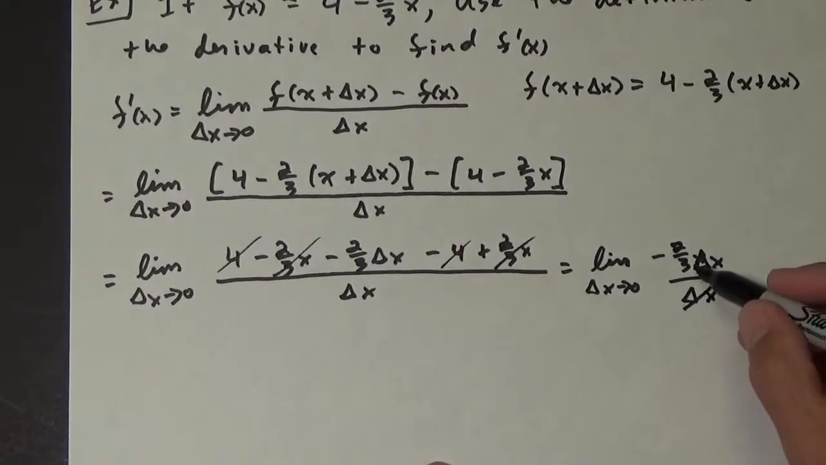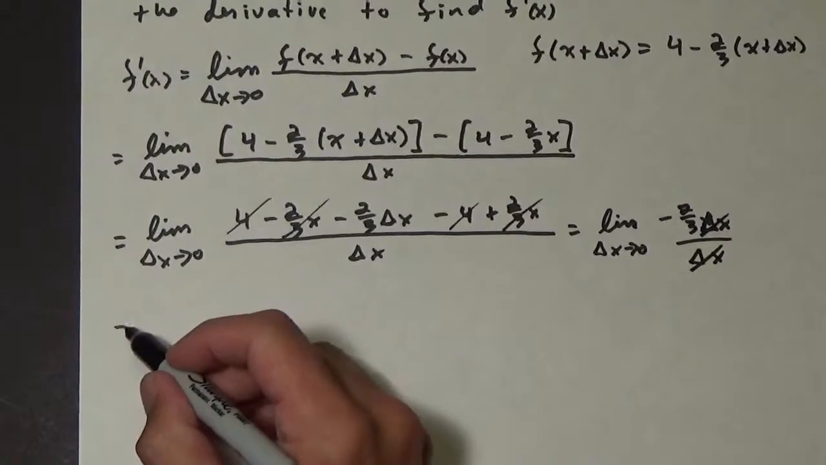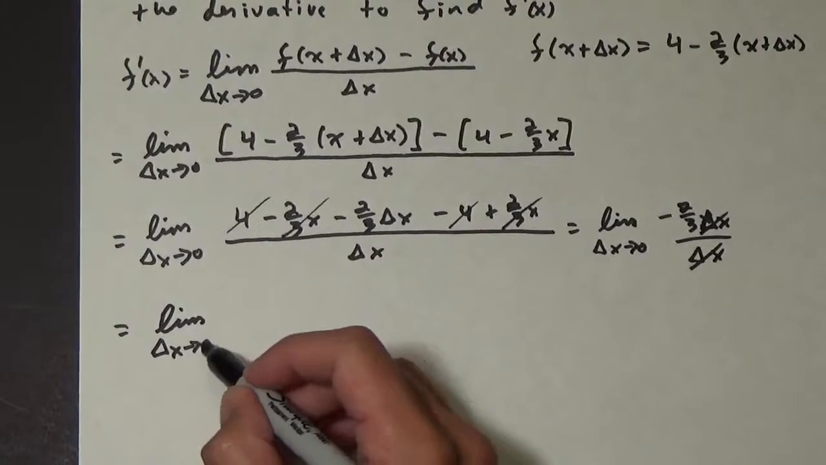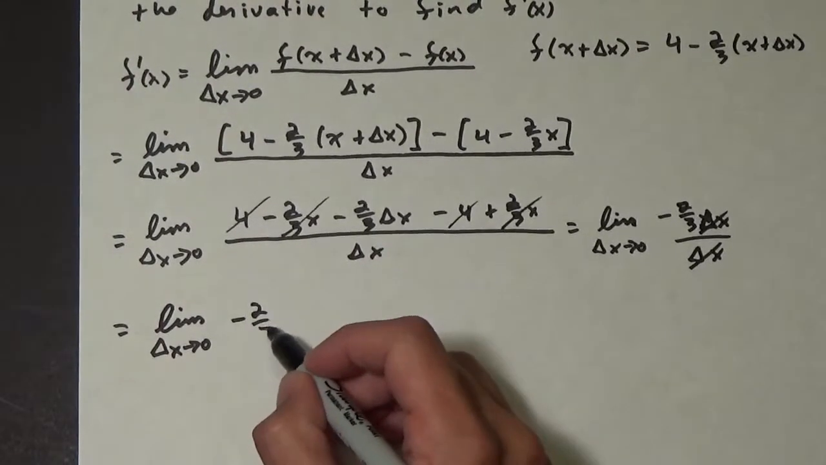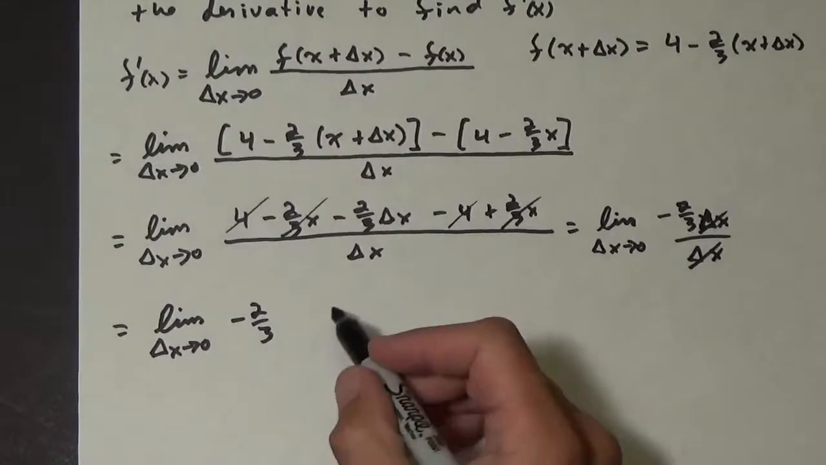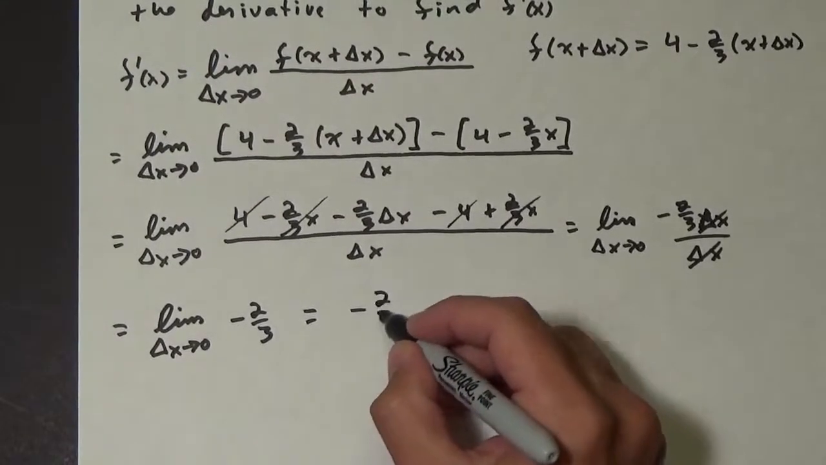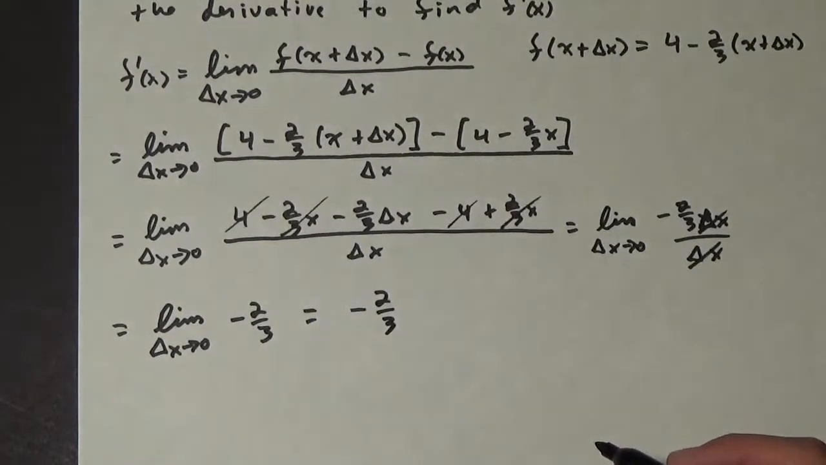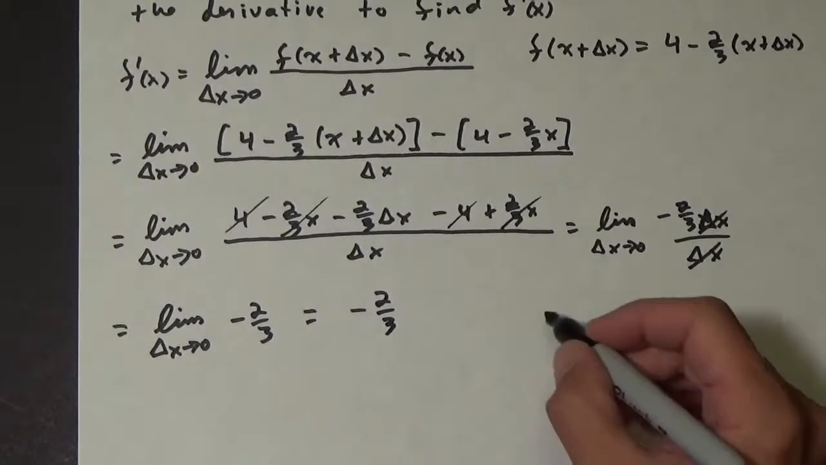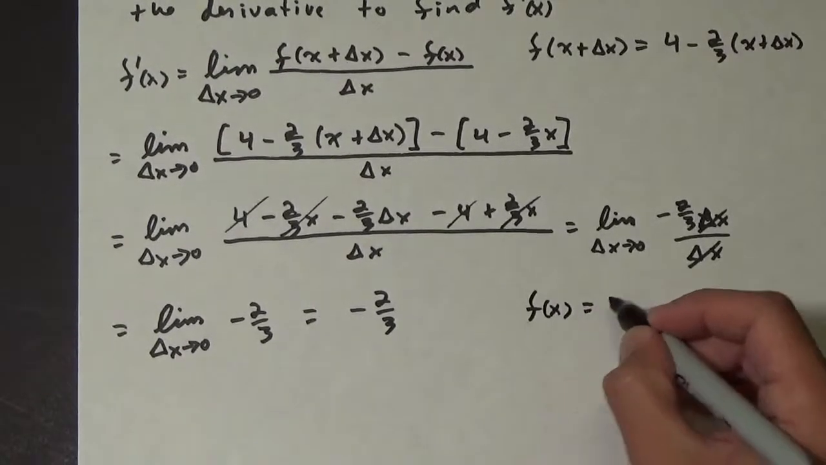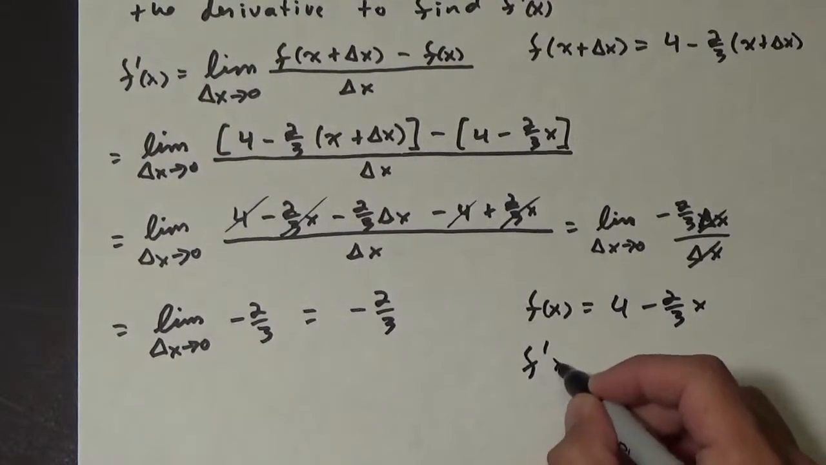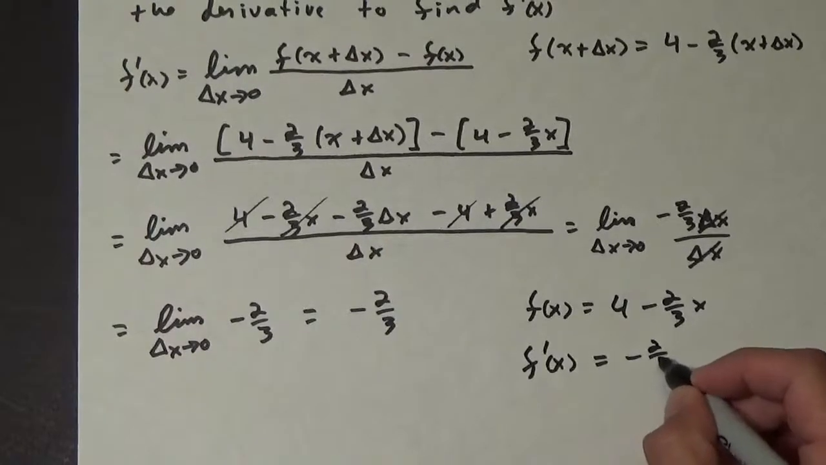All these delta x's cancel out, and so we end up with the limit as delta x approaches 0 of a negative 2/3. So now we put in 0 for delta x, which there is no delta x, so we get a negative 2/3. And so when we start off with f of x equals 4 minus 2/3 x, f prime of x equals a negative 2/3.